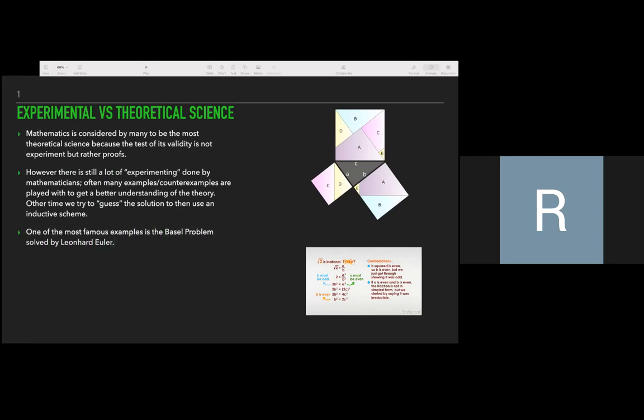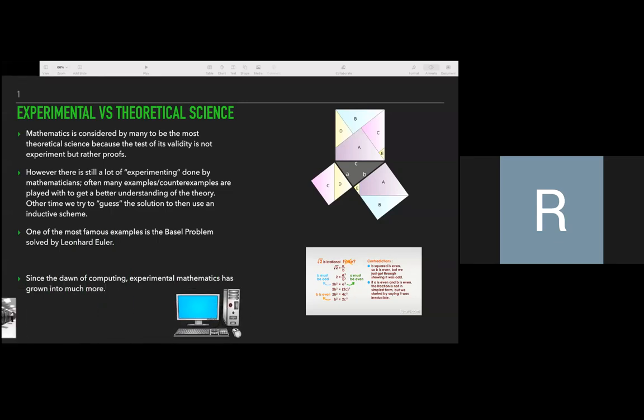One of the most famous examples of this is the Basel problem solved by Leonhard Euler. Let me pull it up so that people can actually see. I have a little LaTeX of it. So this is the Basel problem, which is the sum of the reciprocals of squares.